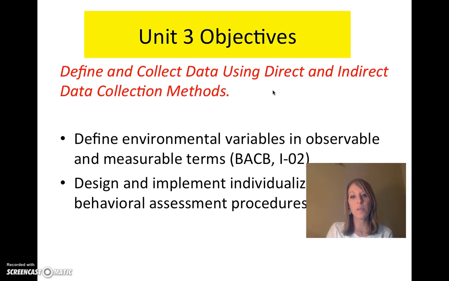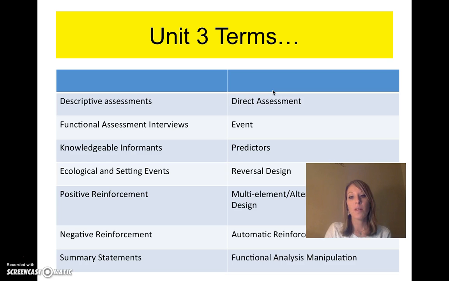So the objectives this week are really two major ones. The first is how do we define environmental variables in observable and measurable terms? And then the second is how do we design and implement individualized behavior assessment procedures that are essentially used to determine the function of a problem behavior. The terms this week are all listed above here. They're also defined in your Unit 3 folder.